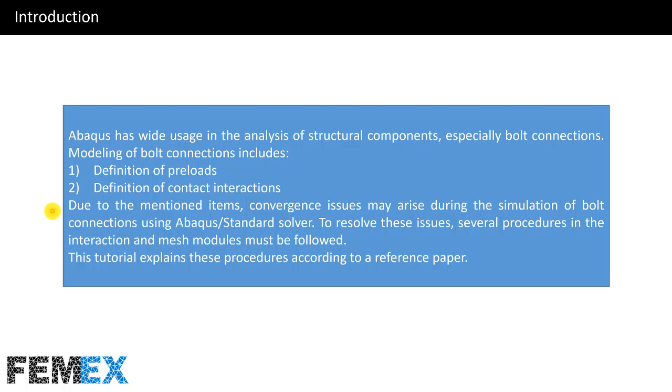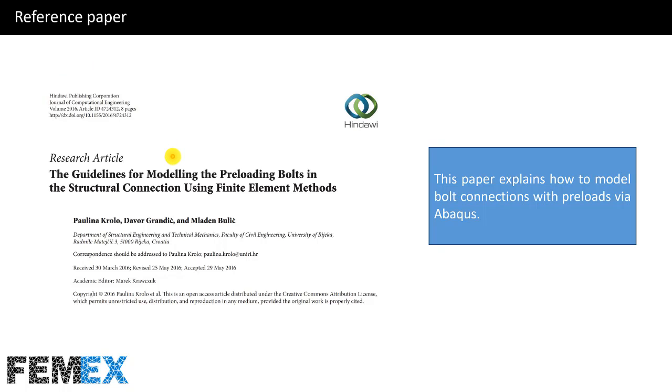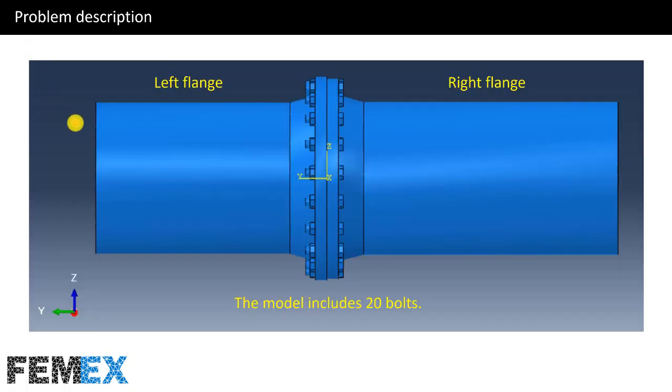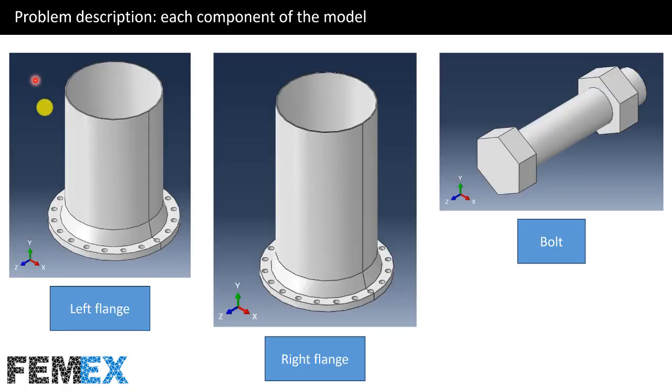First, I present the slides and give you some explanations, and then I go to the Abaqus CAE environment and talk about the settings of Abaqus models. This is the reference paper of this tutorial. This paper explains how to model bolt connections with preloads via Abaqus. Here is our problem. It consists of left flange, right flange, and 20 bolts. Preload must be applied to all of the bolts. This is the left flange, this is the right flange, and this is the bolt.